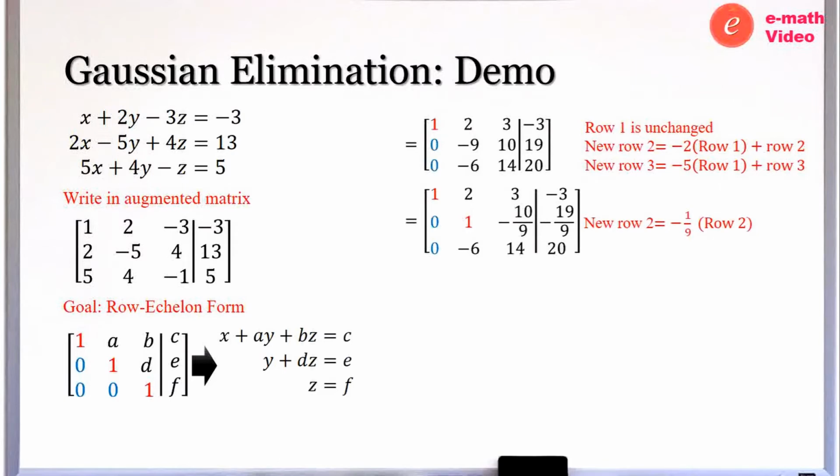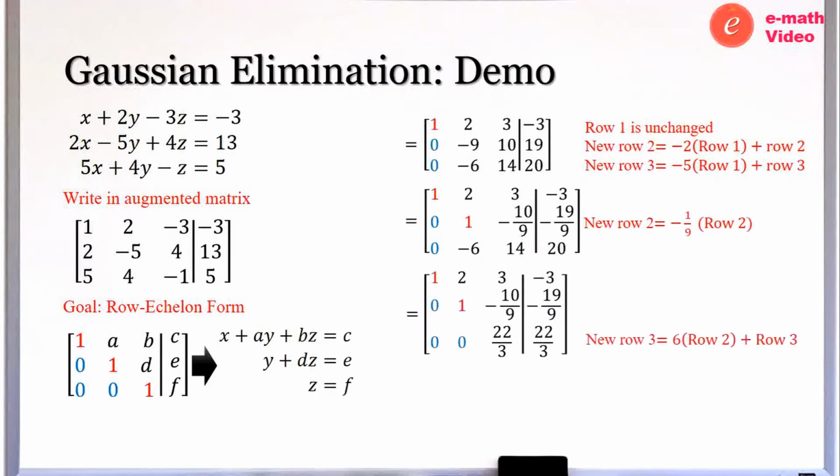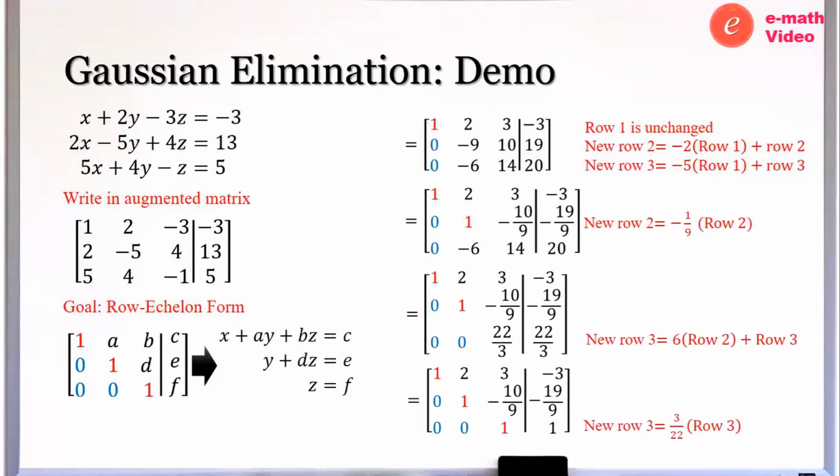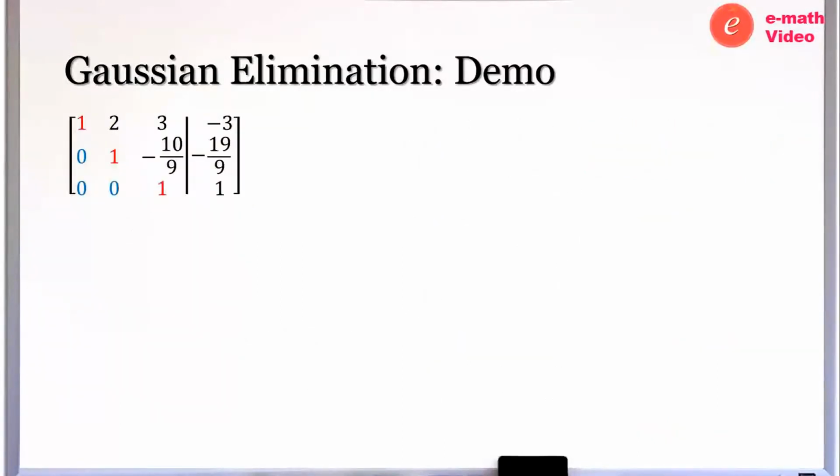Next, we want to get that second 0 in the third row. So, we multiply second row by 6 and add it to third row. 1 times 6 is 6. 6 plus -6 is 0. Lastly, we need a red color 1 at the bottom right. To do this, just multiply the whole row by 3/22, which is the reciprocal of 22/3. And we are done.